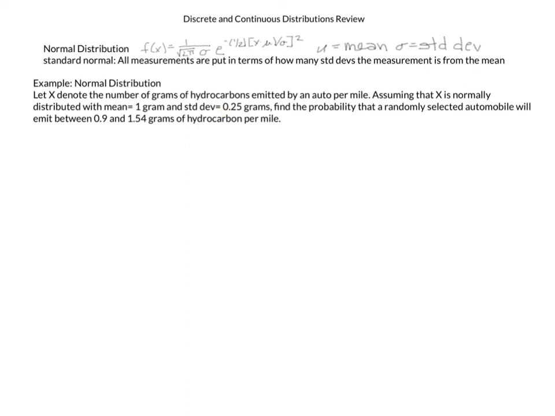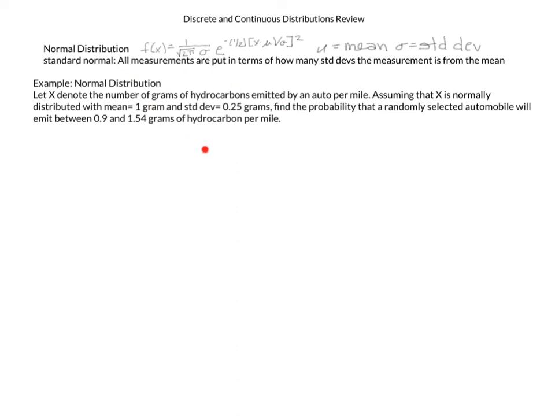If you recall, we talked about the normal distribution, which is this formula here, where we have a mean and a standard deviation. But rather than calculating this, we often use tables. The problem is we can't have a separate table for every possible mean and standard deviation because that would be an infinite number of tables. So what we do is we use a standard normal approach. In other words, we put all measurements in terms of how many standard deviations that measurement is away from the mean. And then once we have this standard normal, there's one table that we use for the standard normal.